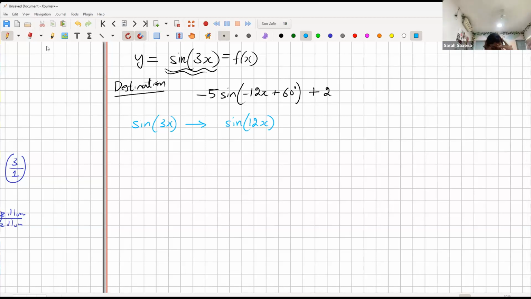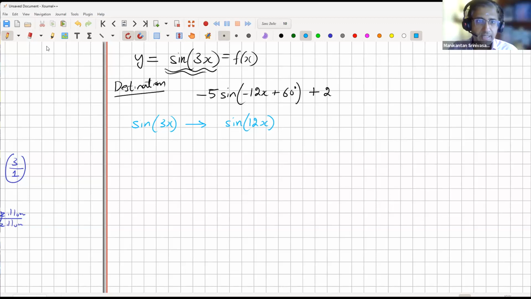Okay, I'm not sure, but first of all, let's break it down. Is it a horizontal operation or a vertical operation? Horizontal, because the vertical operation would be after evaluating the entire sine 3x, on top of that, you're doing something. Here, you're going inside the function itself and operating. So sine of 3x has become sine of 12x. It's horizontal. And is it a translation or is it a stretching or is it reflection? It's a stretch. Very good.